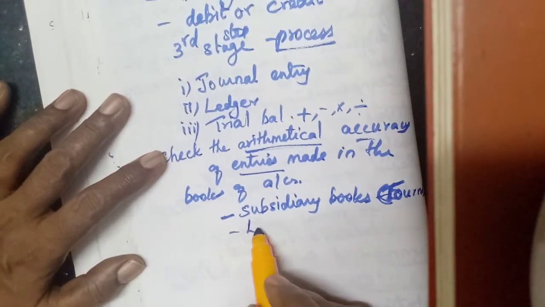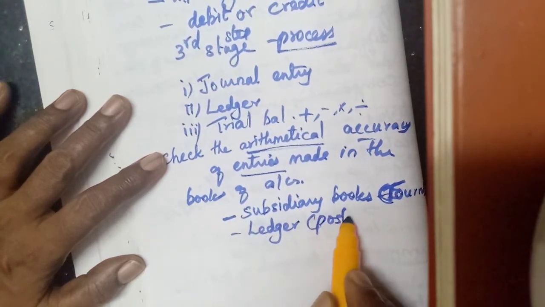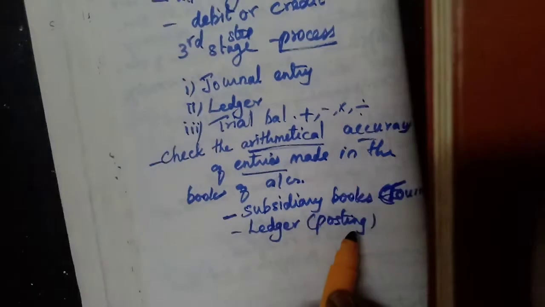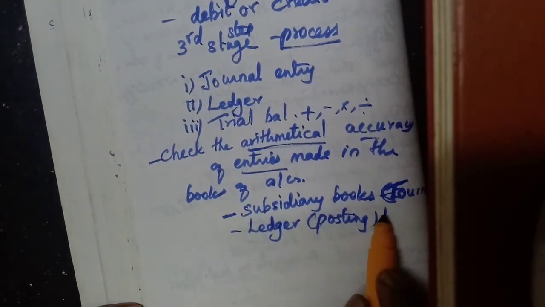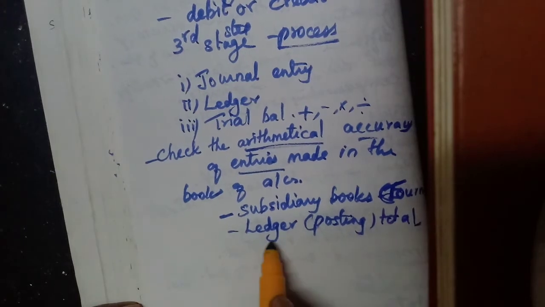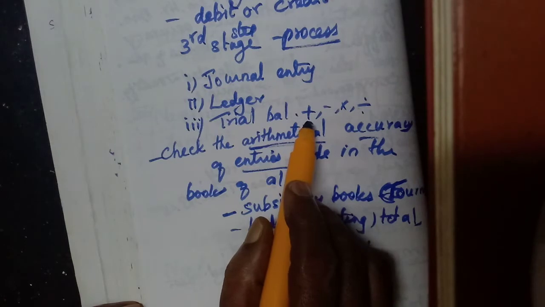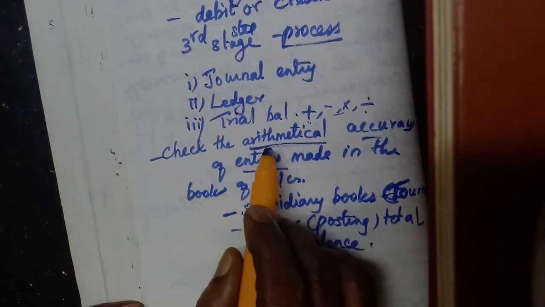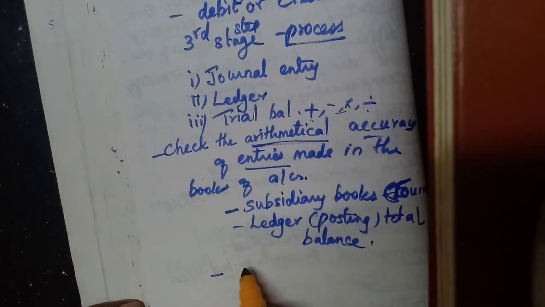Then we prepare the ledger account. We are posting in the ledger account. At the posting time also, we should post the correct amount, correct side, correct account, everything. Then we have to total the ledger account and balance the ledger account. All these are calculations, isn't it? Then calculating interest, multiplication, division, everything is coming. So that will be checked. How is it checked? This debit amount and credit amount should tally.